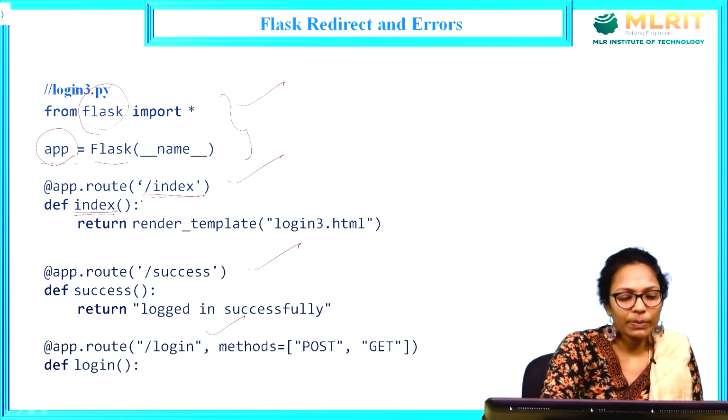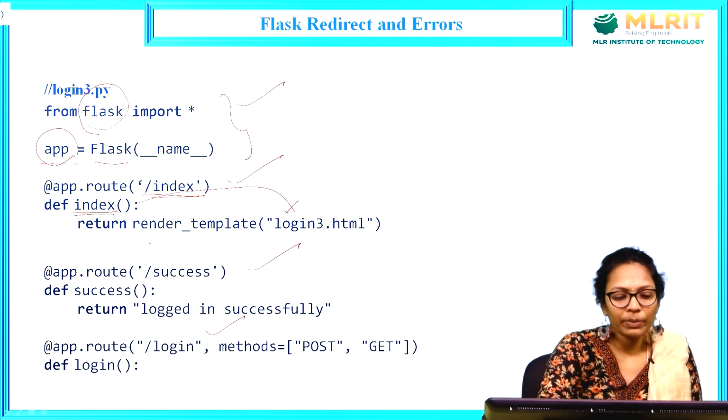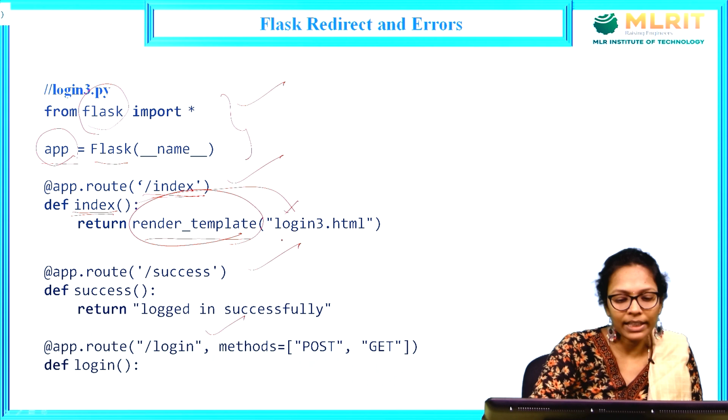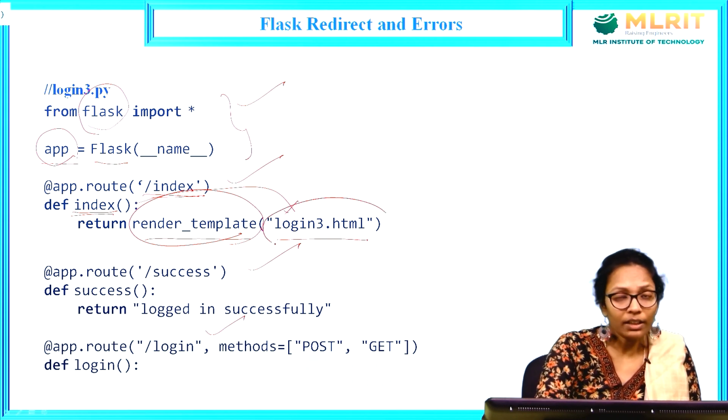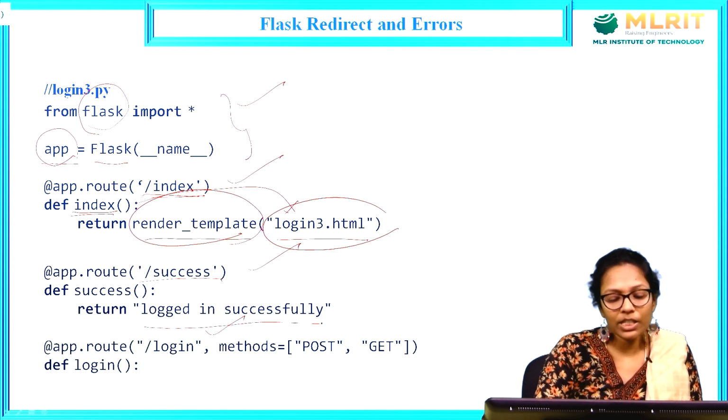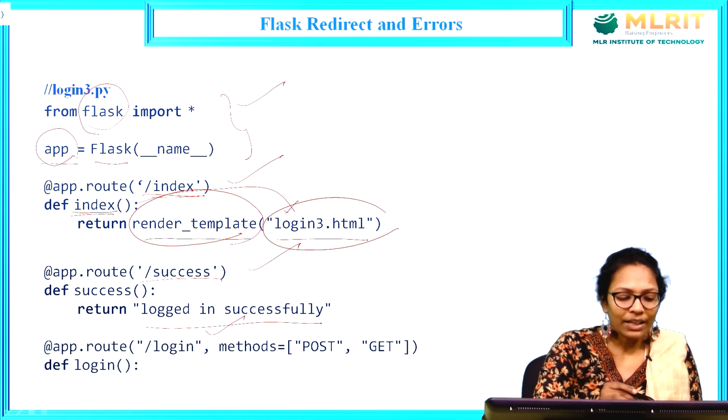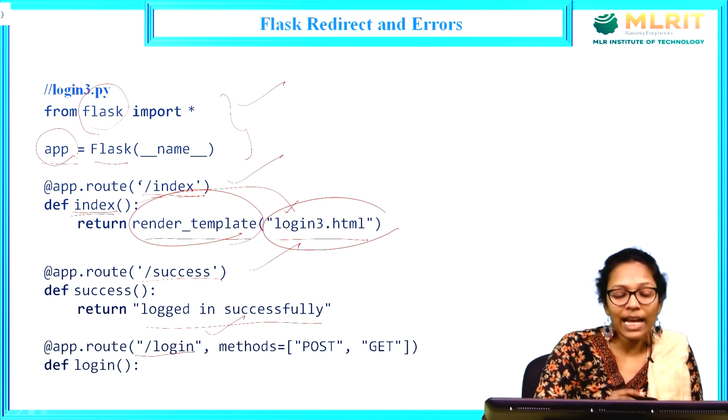This index method simply uses render_template, in the sense that the index page will directly redirect to login3.html. That means it is actually a front end. Now upon success, if the route is /success, then it simply prints the message logged in successfully. And we have another route, that is /login.